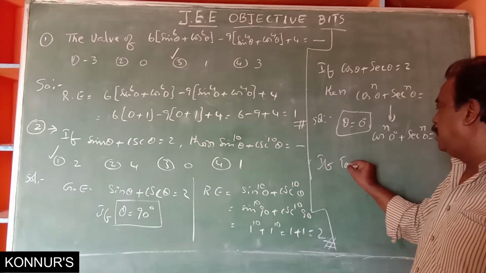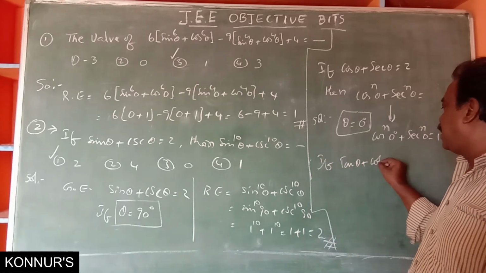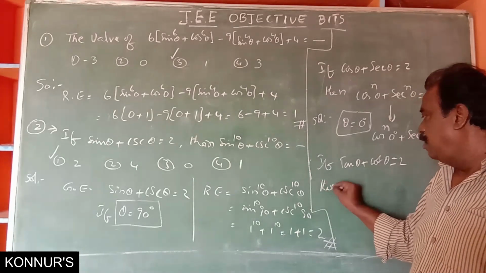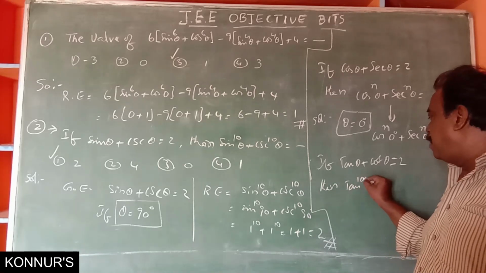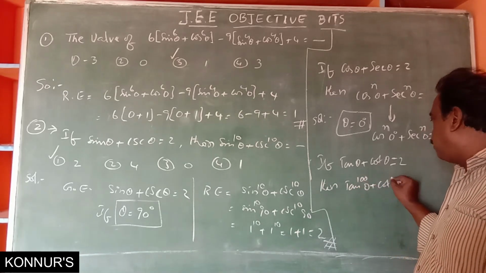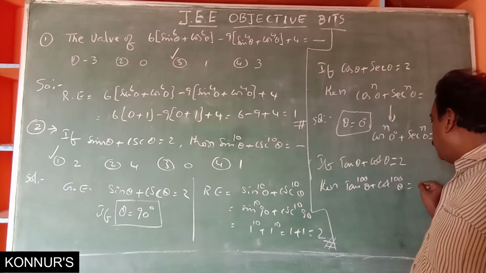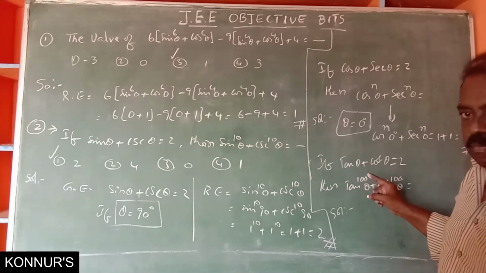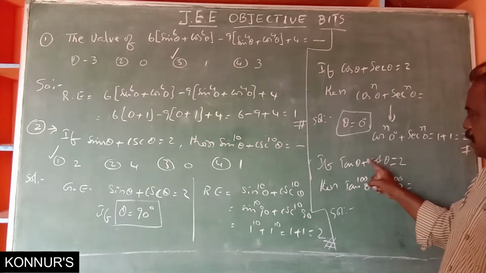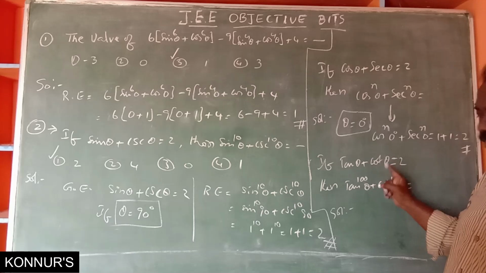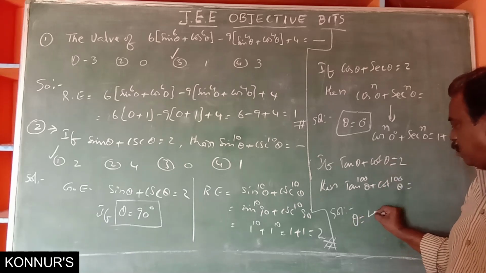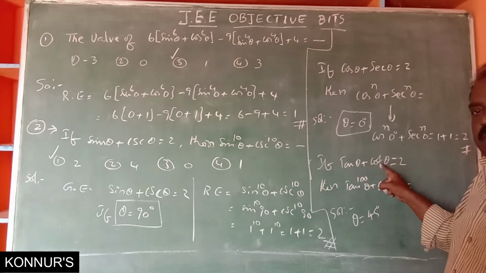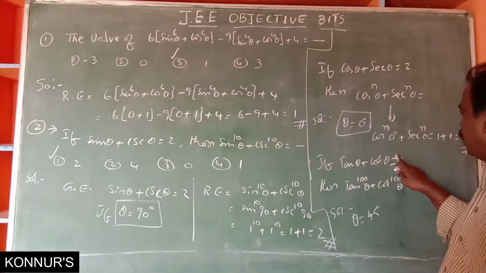Similarly, if tan theta plus cot theta is equal to 2, then find the value of tan power 100 theta plus cot power 100 theta. Okay now? Here also observe me, for what value of theta will this given equation be satisfied? You see, theta is equal to 45 degrees. Will you agree? Tan 45 is 1, cot 45 is 1, 1 plus 1 is equal to 2.